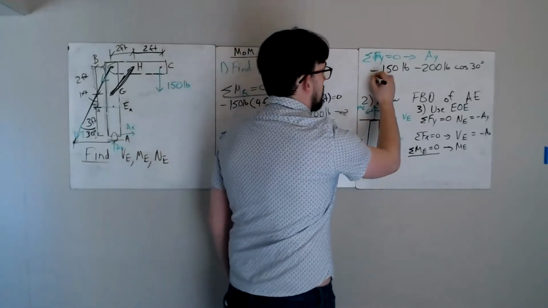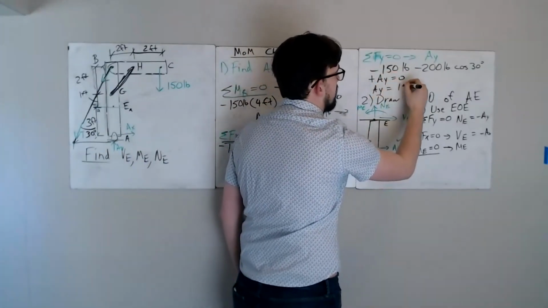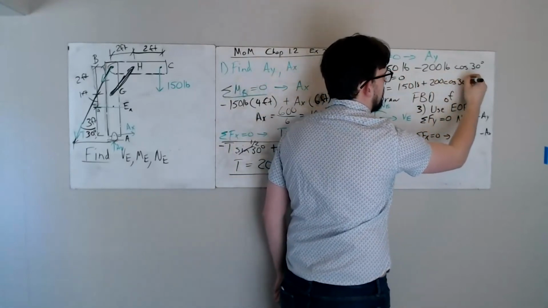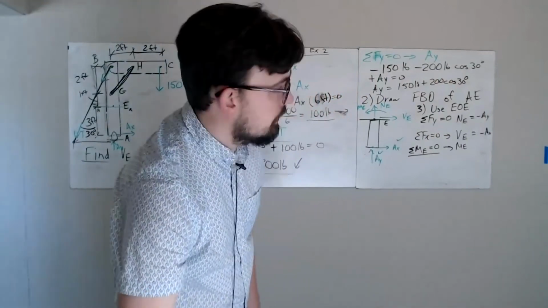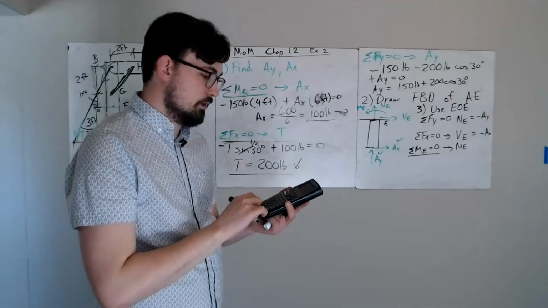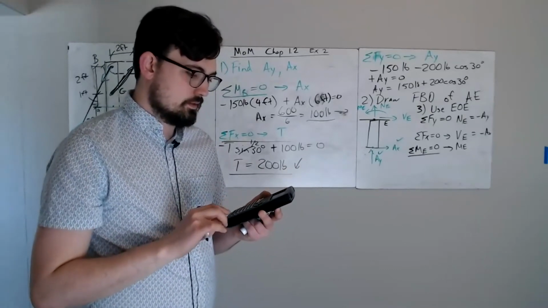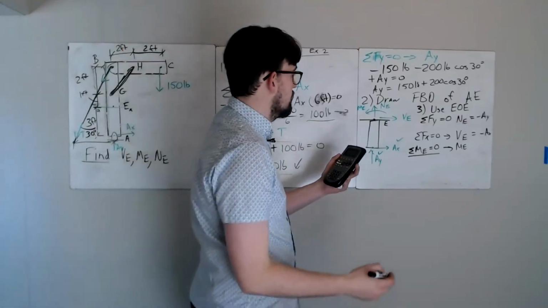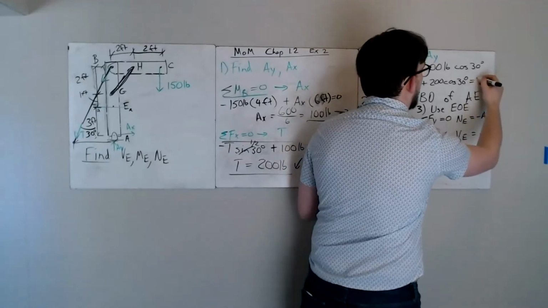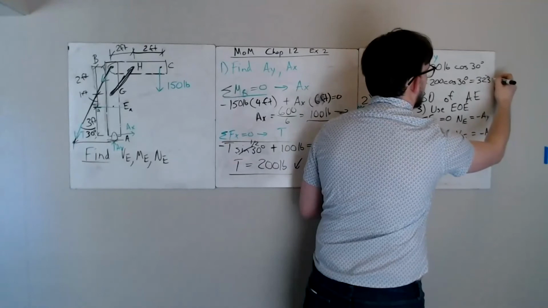That's the only thing acting up to counteract these things, which means AY is going to be 150 pounds plus 200 cosine of 30 degrees. And if I plug that into my calculator, I got 150 plus 200 cosine of 30 degrees. Make sure your calculator's in degrees. I get a force of 323 pounds.